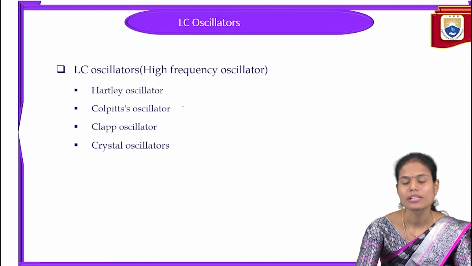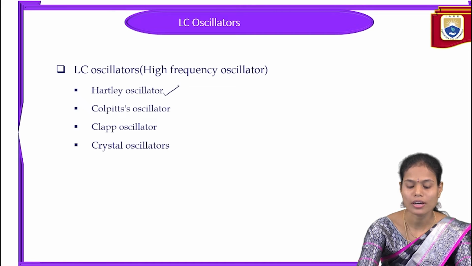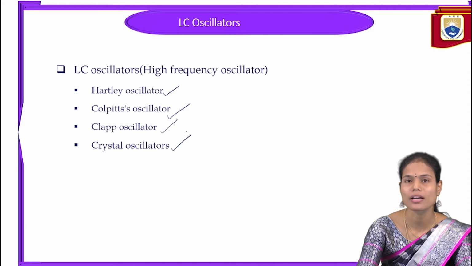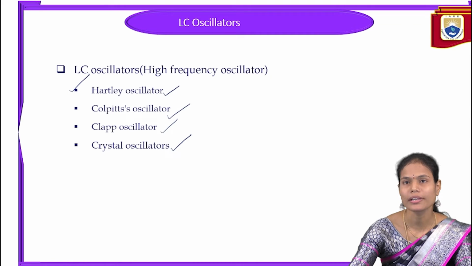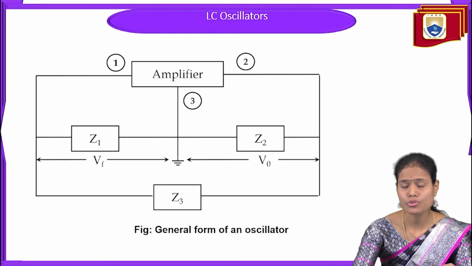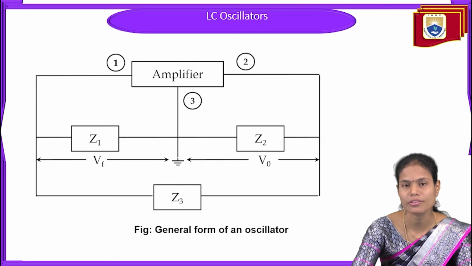So in the case of LC oscillators or high frequency oscillators, we have 4 categories. Those are Hartley Oscillator, Colpitts Oscillator, Clapp Oscillator as well as Crystal Oscillator. Now we are going to discuss the Hartley Oscillator. But before going to the Hartley Oscillator, first of all, we will see how to design the LC oscillator.